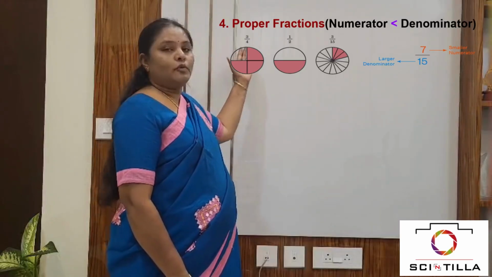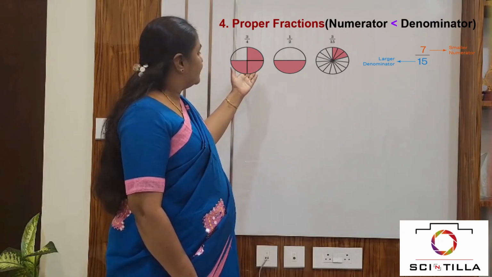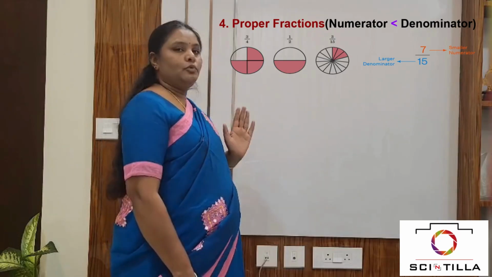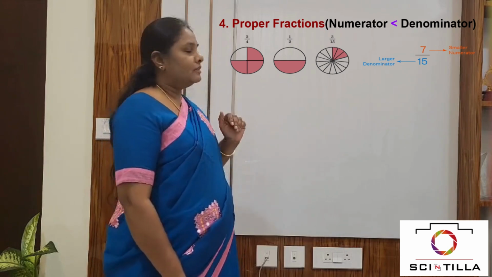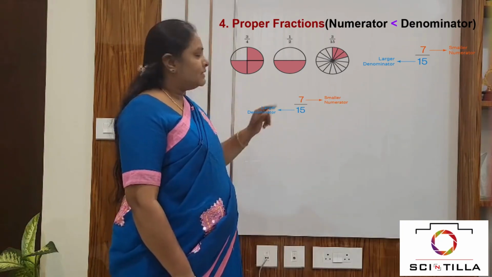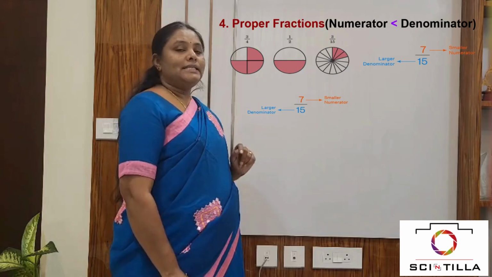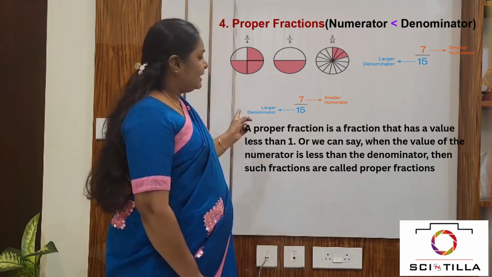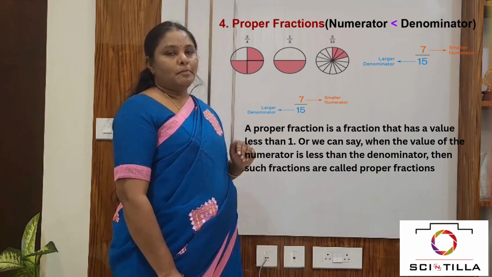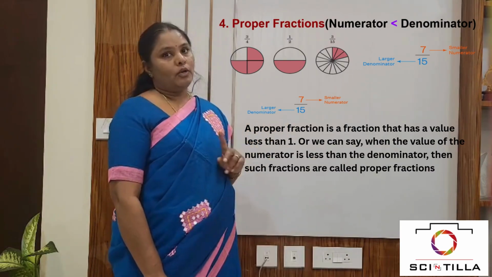Now, let's see the fourth type of fraction, that is the proper fraction. Look at the given figures. What is the fraction of each? 3/4, 1/2 and 3/12. What do you notice here? Look at the numerator and denominator. For example, take 7/15. 7 is the numerator and 15 is the denominator. So, the numerator is less than the denominator. In any given fraction, if the numerator is less than the denominator, such fractions are called proper fractions. And the value of proper fractions is always less than 1 whole number.